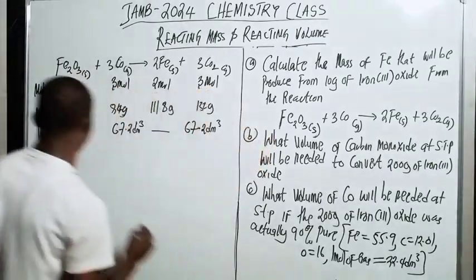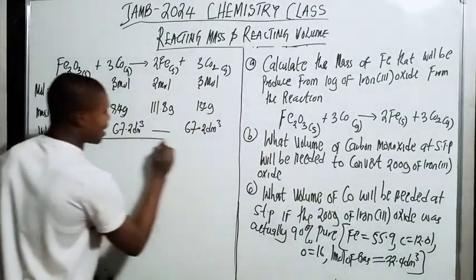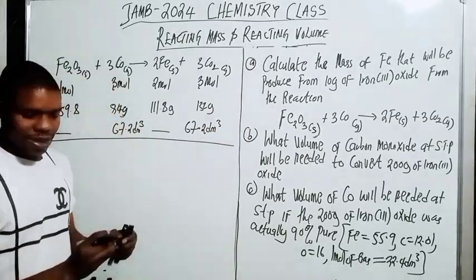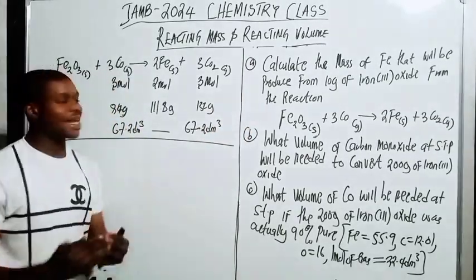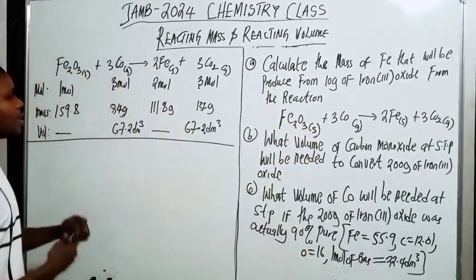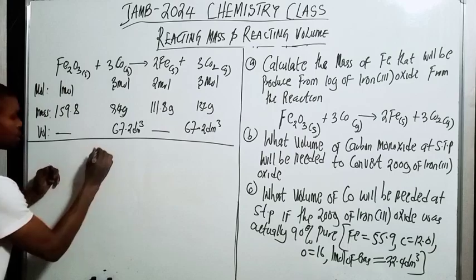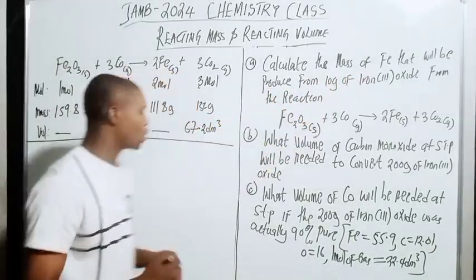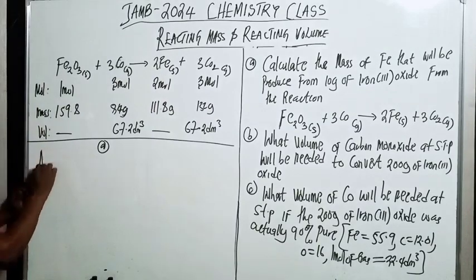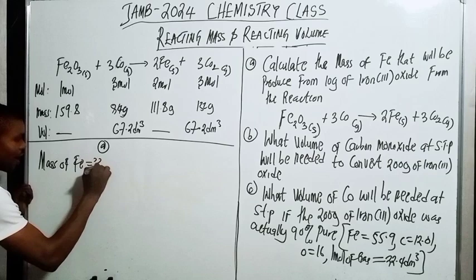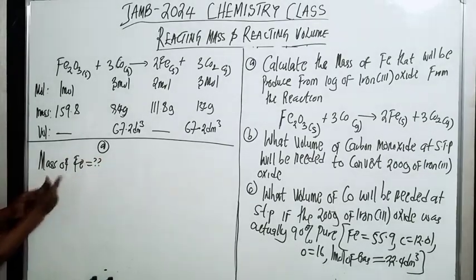So with this, I can answer my first, second, and third questions easily. Do you understand? Please pay close attention here. Now let's look at A. Let's solve A now. You look at A, they say calculate the mass of iron. So we are looking for the mass of iron. This is what you are looking for, right?